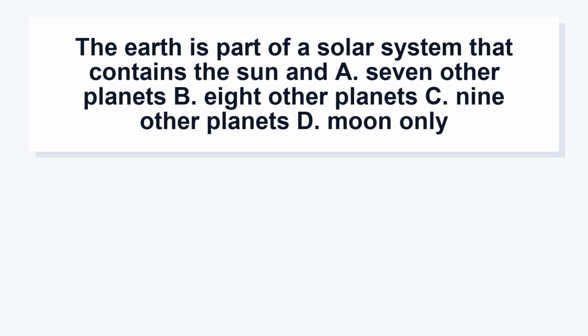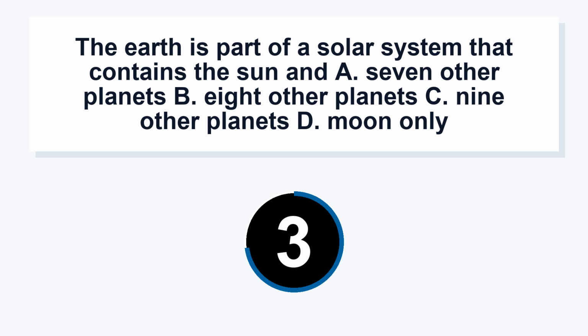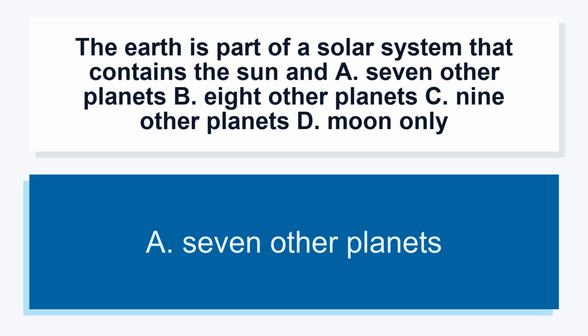The Earth is part of a solar system that contains the Sun and A. 7 other planets, B. 8 other planets, C. 9 other planets, D. Moon only. A. 7 other planets.